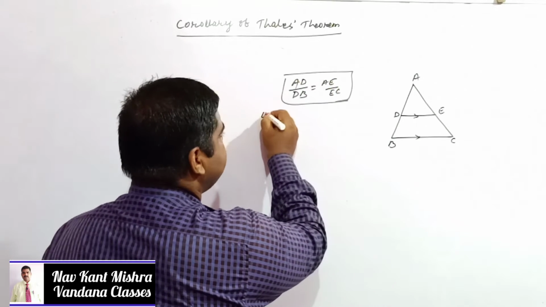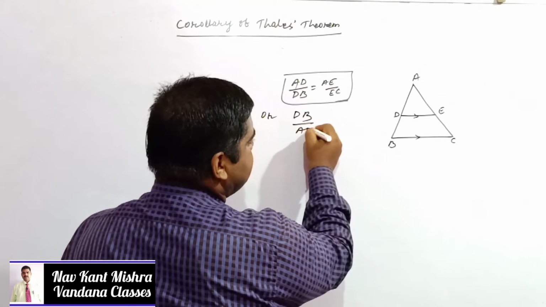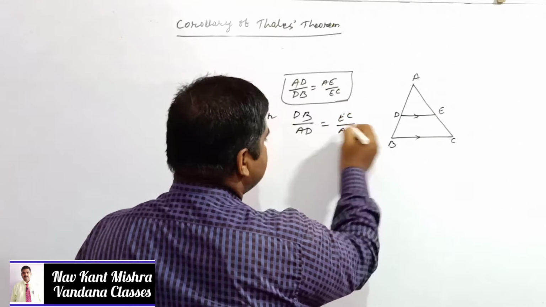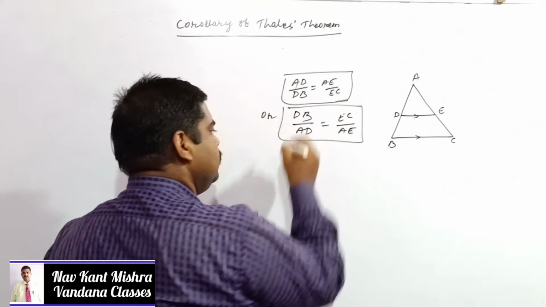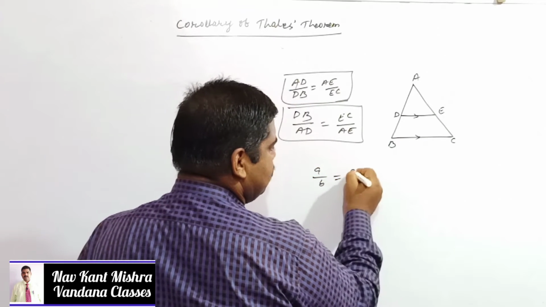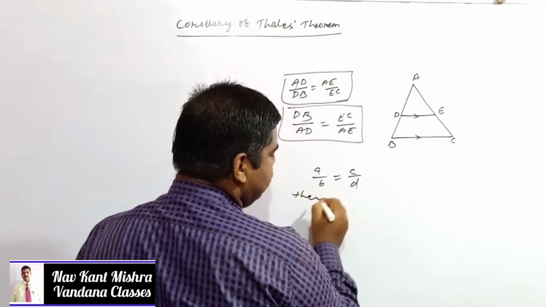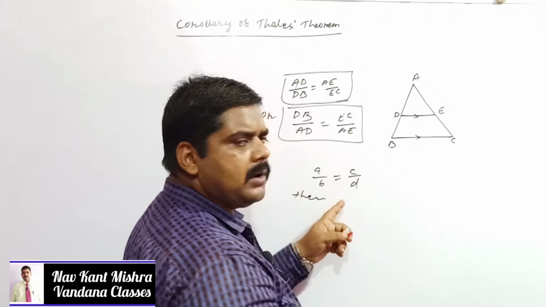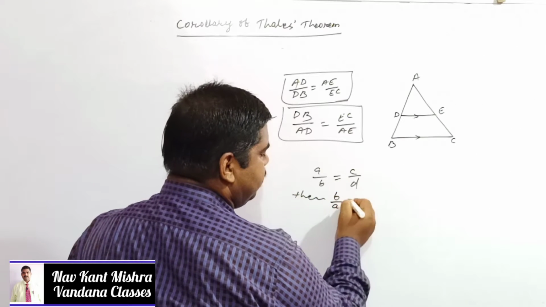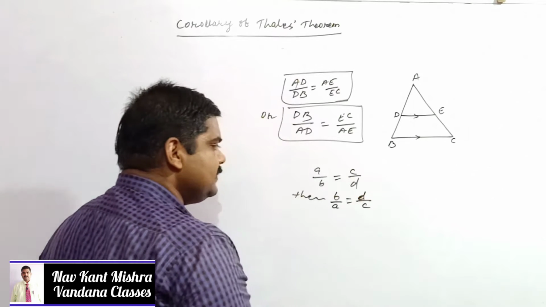It can also be written as DB upon AD is equal to EC upon AE, because you know very well that if A upon B is equal to C upon D, then its reciprocal must be equal, and this is why B upon A must be equal to D upon C.